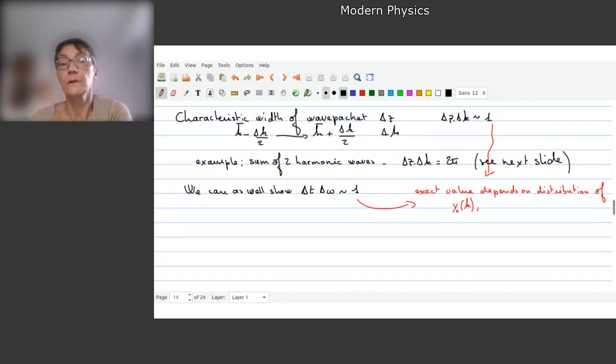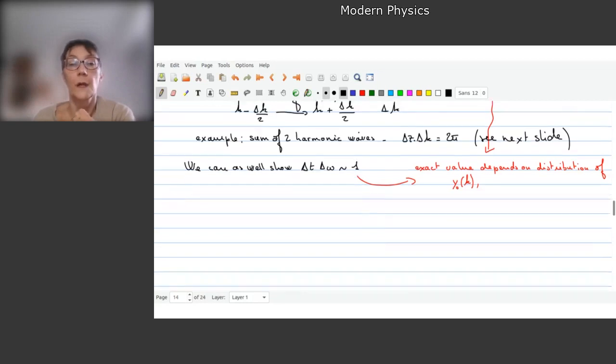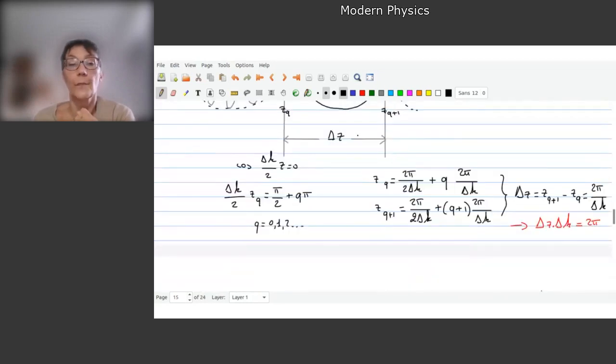And so this means that if you have a number here, which is some kind of constant, if you increase the width of the wave packet, delta Z, you will have to decrease the width of the wave number around K bar.